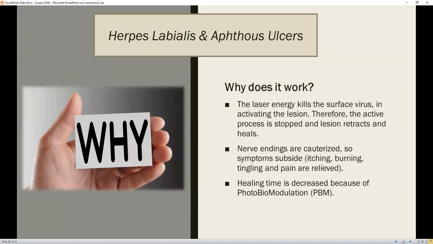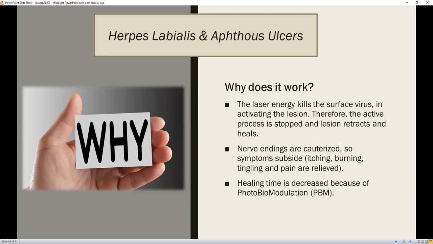How does it work with herpetic lesions and aphthous ulcers? The laser energy actually kills the surface virus, and by killing the virus, it is killing what's activating the lesion. So the active process is stopped and the lesion retracts and heals. The nerve endings are cauterized by that light energy, so the symptoms stop as well. So healing time is decreased because of the low laser light therapy. Photobiomodulation is what it's really called, but the healing time is decreased and it's a lovely thing.